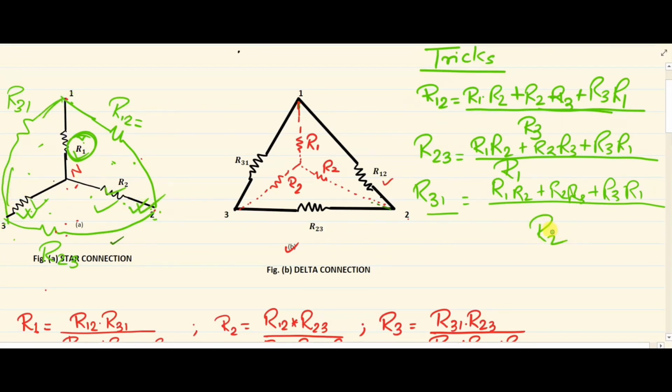So that's how you can find the resistors if you are provided with a star connection and you want to convert it into delta. It can be done easily. And I hope this trick is helpful for you.